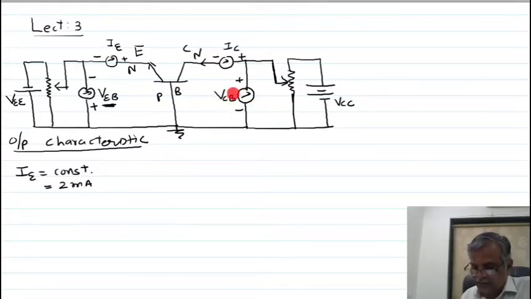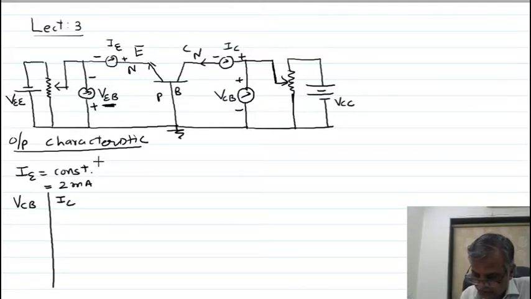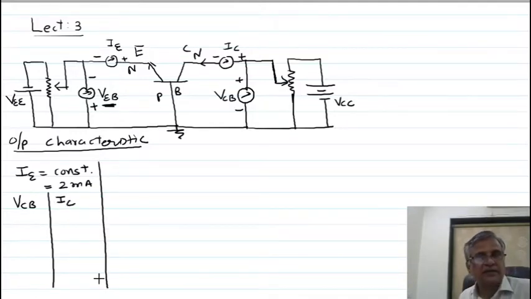Vary the collector base voltage in suitable steps and note down the corresponding value of the collector current. Vary the value of collector base voltage and note down the corresponding value of the collector current. So, collector base voltage I am changing in different steps and noting down the value of collector current. Repeat this procedure for a different value of the emitter current.